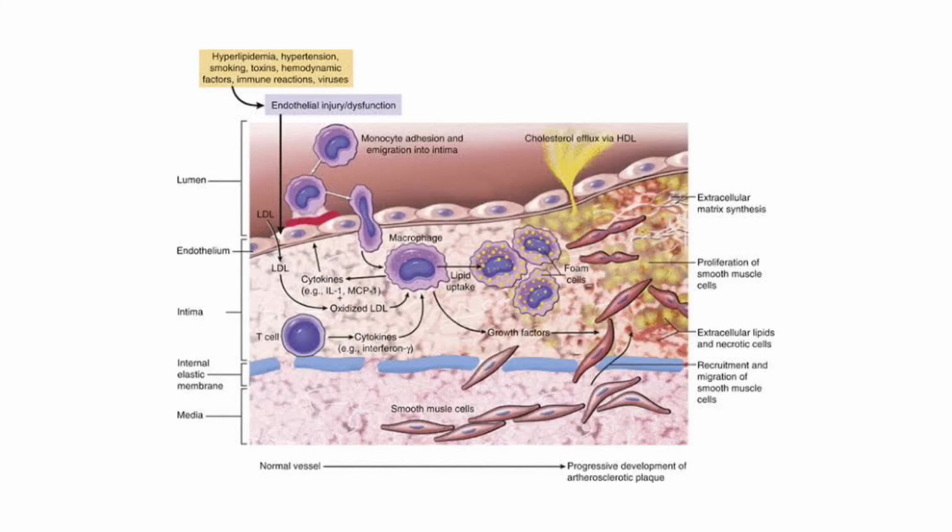These modified LDLs are also taken up by the incoming macrophages and smooth muscle cells through receptors, and these engulfed lipid-laden macrophages and smooth muscle cells accumulate in the atheromatous plaque and lead to the formation of fatty streaks. And there is increased proliferation of smooth muscle cells, and extracellular matrix synthesis is also increased, leading to the formation of a fibrous cap which covers the atheromatous plaque.